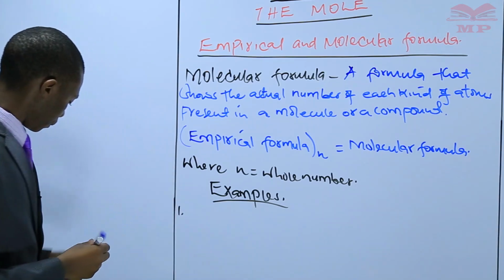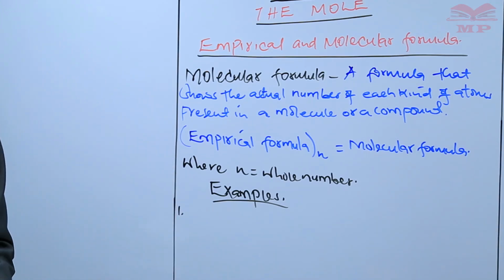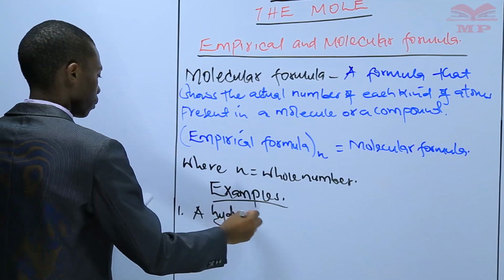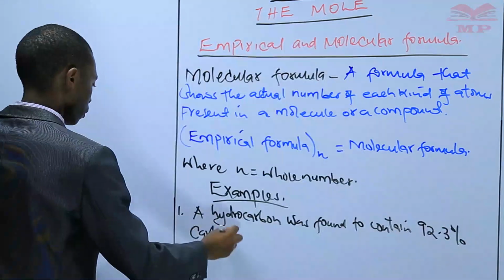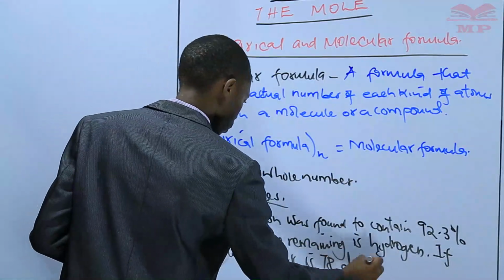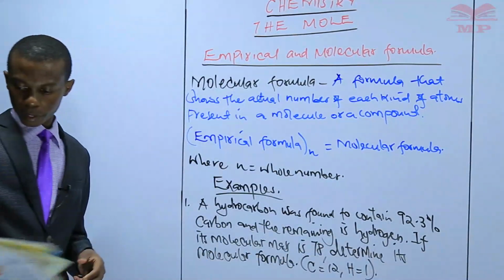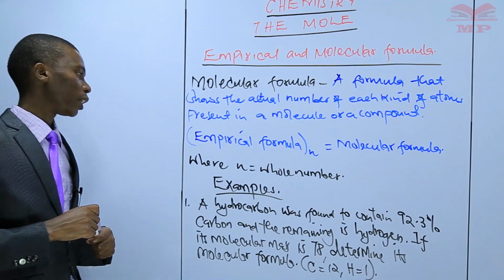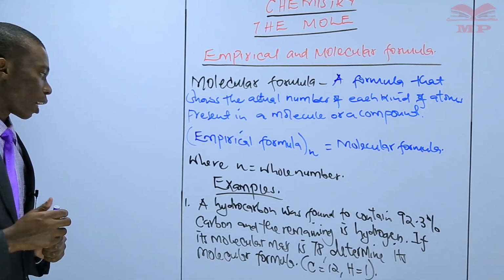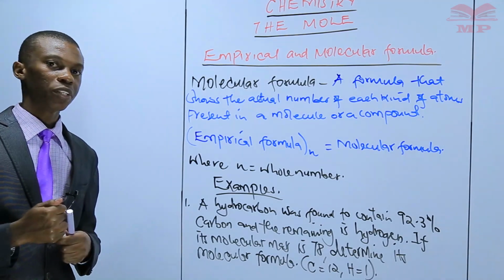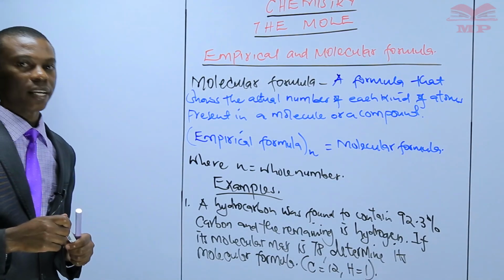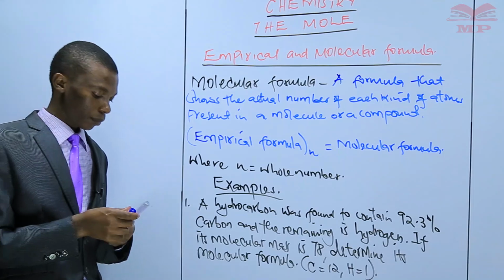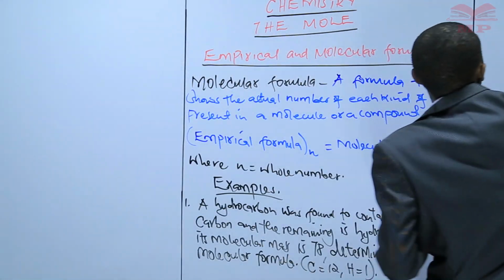The first example, that is example number 1. It says a hydrocarbon was found to contain 92.3% carbon and the remaining is hydrogen. If its molecular mass is 78, determine its molecular formula. This is how we go about it.